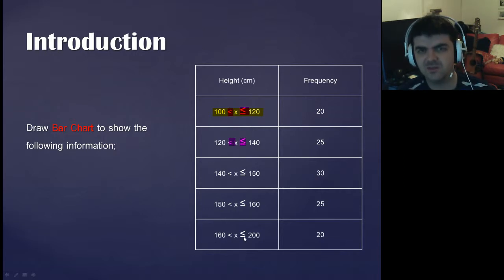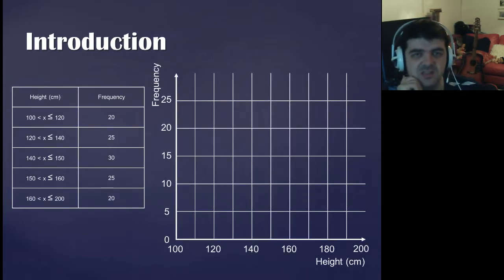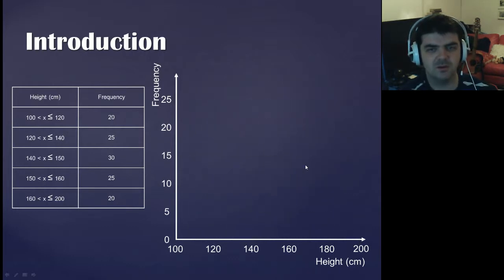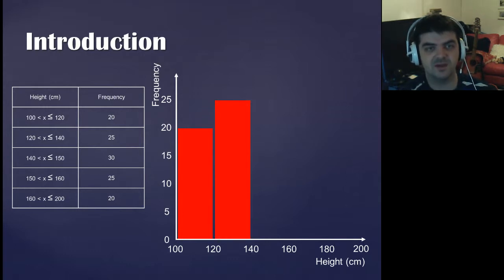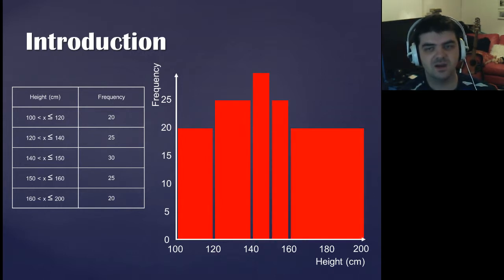And this is going to create some problems because when we come to plot this, as you can see, it's set up exactly the way you would think. So you have 100, 120, 140, 160, 180, etc. on the bottom, and then your frequency up the side. If I draw my bars in, the first one will go in roughly there. So it goes up to 20, and the next one's 25. The next one's 30, the next one's 25, and the next one's 20.